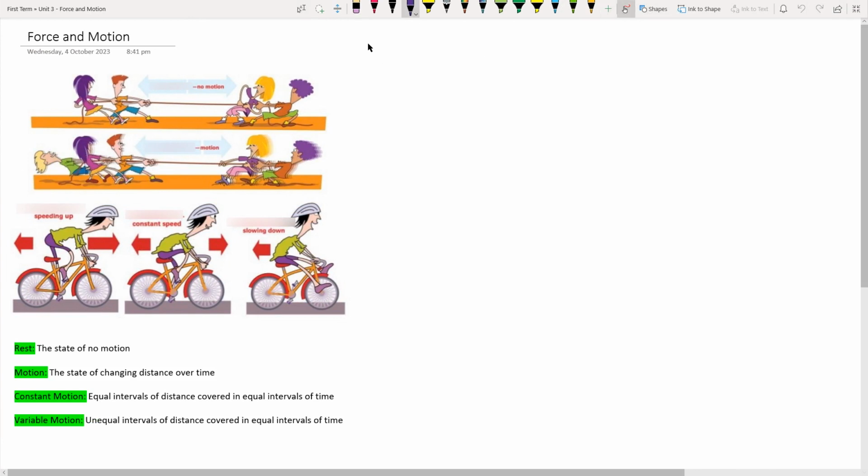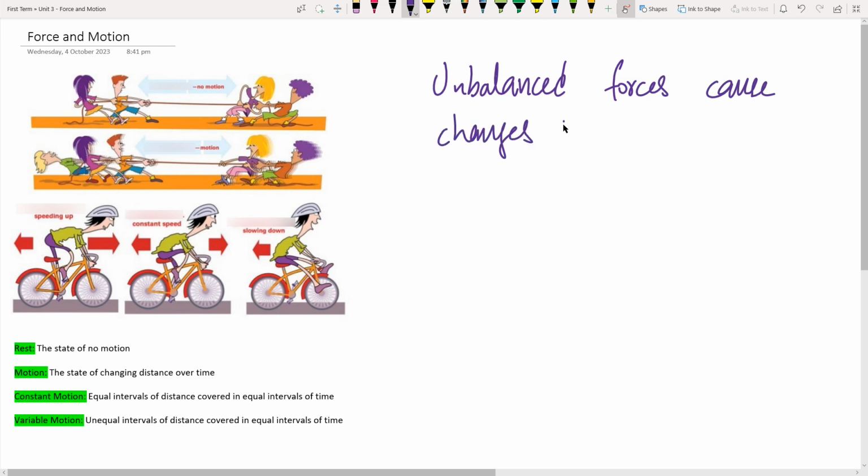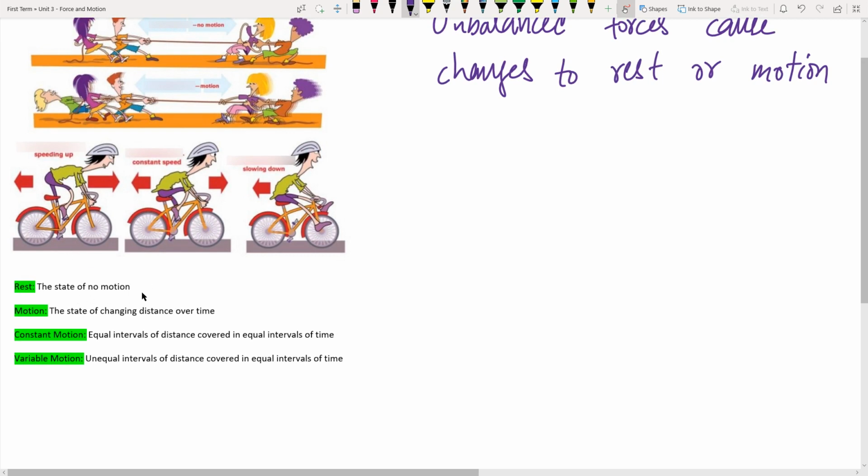So moving into the second unit, which is force and motion, we now understand that unbalanced forces cause changes to rest or motion. Now, what is rest? I've just stated these four definitions. Rest is the state of no motion. When the object is not moving, we say that the object is at rest.